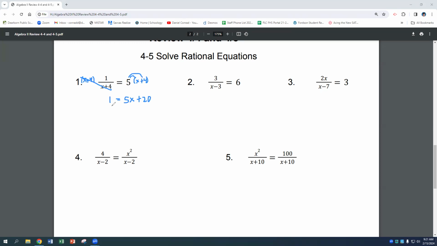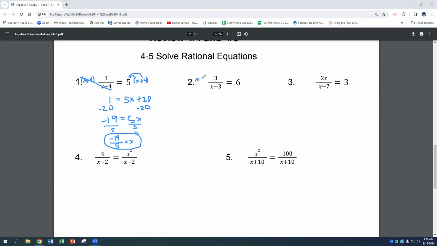All right, and then from there, it's a two-step equation. I can subtract 20 on both sides. That gives me negative 19 equals 5x. I can divide both sides by 5. So I get negative 19 over 5 equals x. Okay, and that's the same as negative 3.8. So if you put it as a decimal, negative 3.8, that's fine as well.